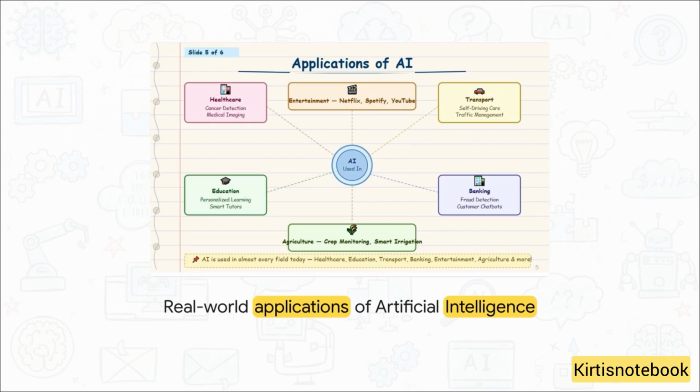What about education? AI is powering smart tutors and creating personalized learning paths tailored specifically for your strengths and weaknesses. In transport, it's the brains behind self-driving cars and optimizing GPS routes. And of course, in entertainment, AI is the exact reason why Netflix or YouTube always knows exactly what video to recommend to you next. It's totally embedded in our world.